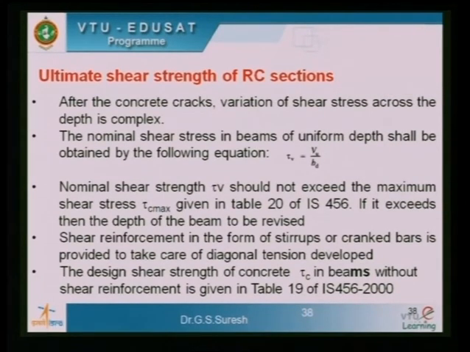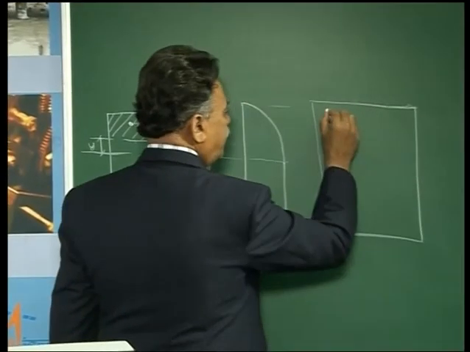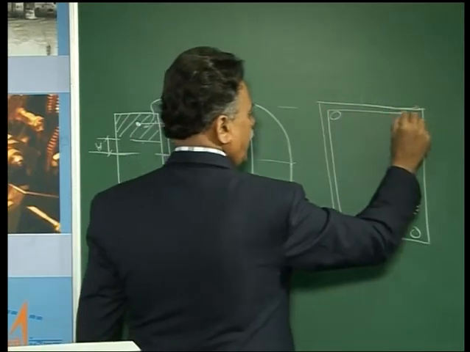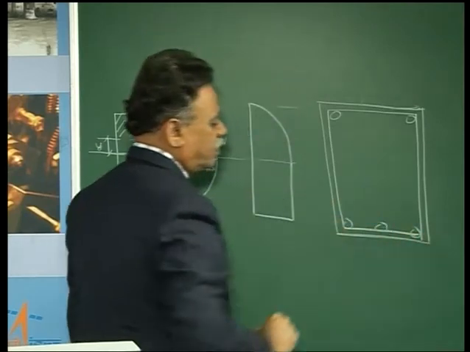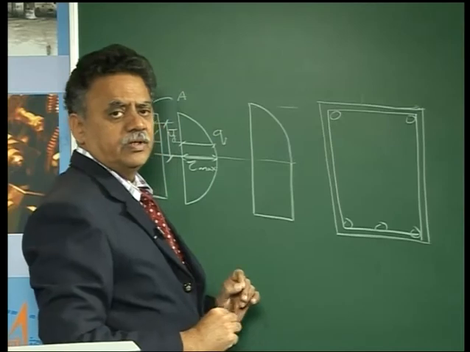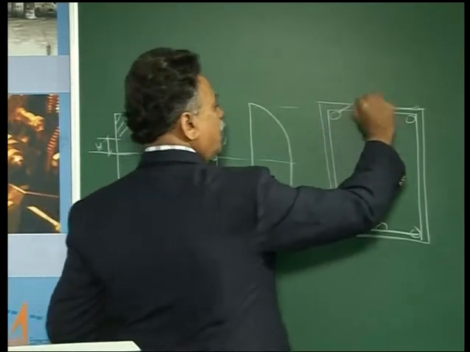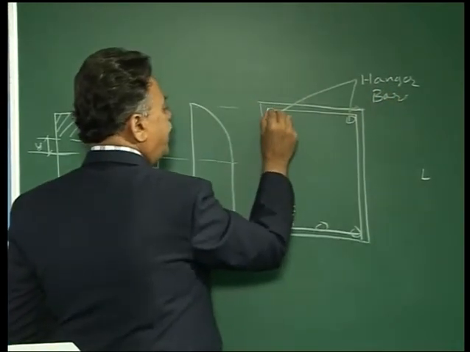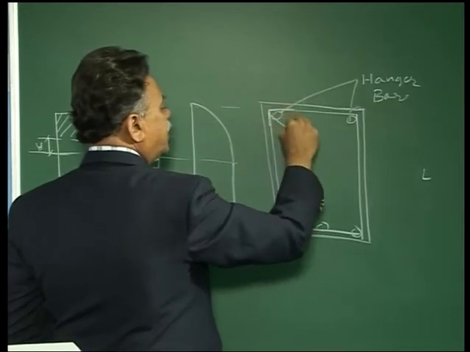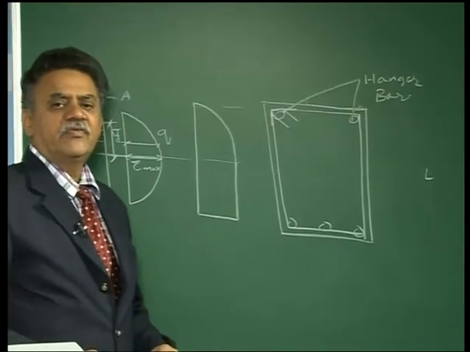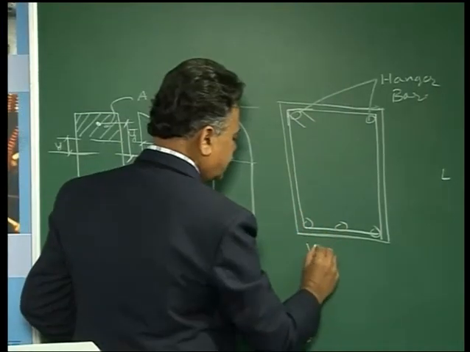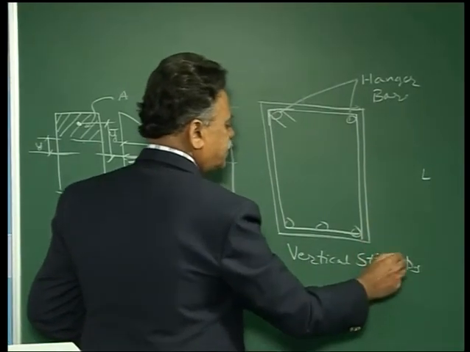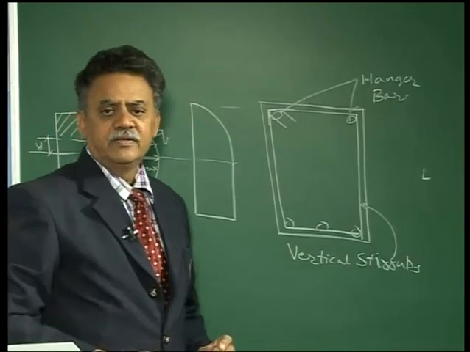You can see, if this is the rectangular beam and you are providing the reinforcement in the tension zone, to hold the stirrups we provide what are called hanger bars. And this will be bent in this fashion in the field, but it is always better to provide a hook like this in case of earthquake zones. So this is called vertical stirrups, and this is what you are going to take care of in shear.